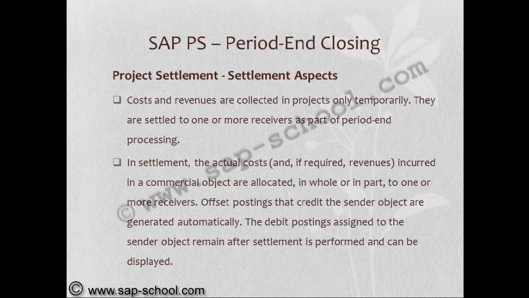Costs and revenues are collected in projects only temporarily. They are settled to one or more receivers as part of period end processing. In settlement, the actual costs incurred in a commercial object are allocated in whole or in part to one or more receivers. Offset postings that credit the sender object are generally generated automatically. The debit postings assigned to the sender object remain after settlement is performed and can be displayed.